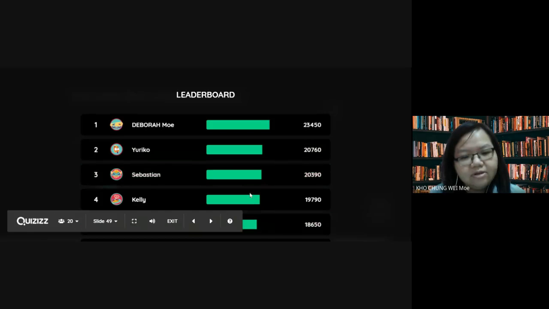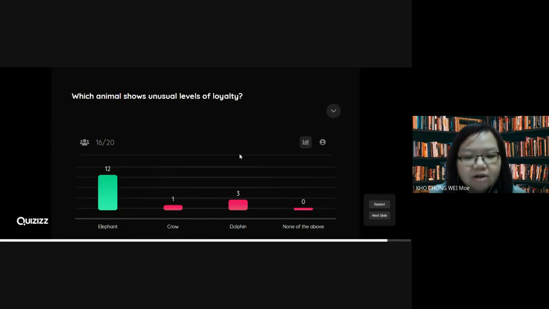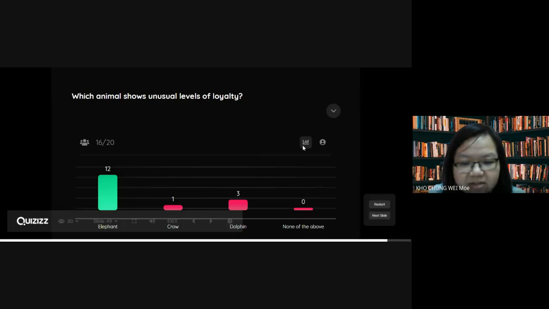Wow, very good. Sebastian Eureka has moved up again. Okay, most of you got it correct. That's right. How the elephant is being loyal to the dog, Bella. So there's this elephant, not crow and not dolphin. There's no mention of dolphins and crows loyalty, right?